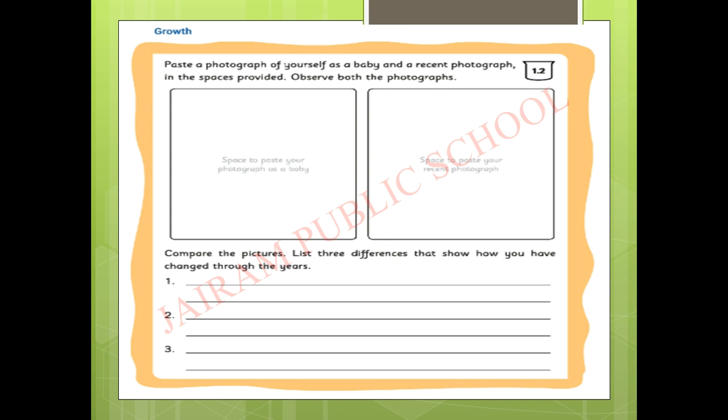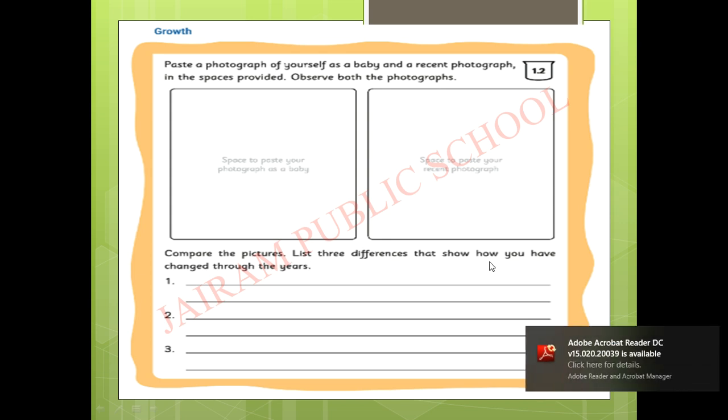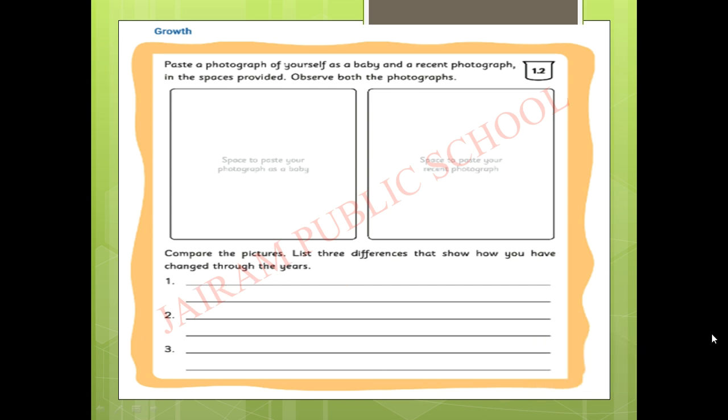So what you're going to do is paste a photo of your younger age and a recent photo, and write the difference. Here you should compare the pictures and list three differences that show how you have changed through these years. Here you need to write the three differences.